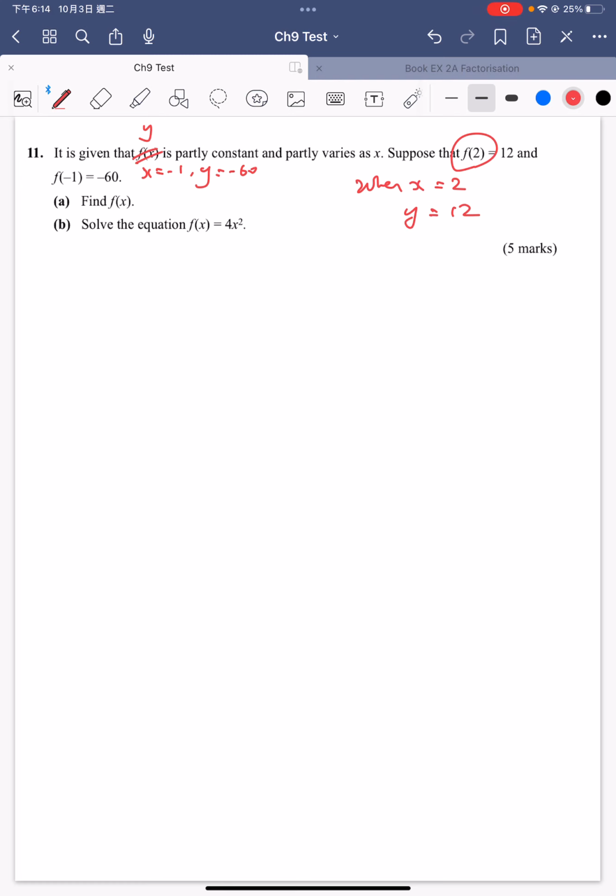So now we have y is partly constant and partly varies as x. So we have y is equal to k1 plus k2x. Then we can substitute the values of x and y. Then we have y is equal to 12 and x is equal to 2. So we have 12 equals k1 plus 2k2 as our first equation. Then we still have the second condition. y is equal to -60 and x is equal to -1. So we have -60 equals k1 minus k2. So that's our second equation.